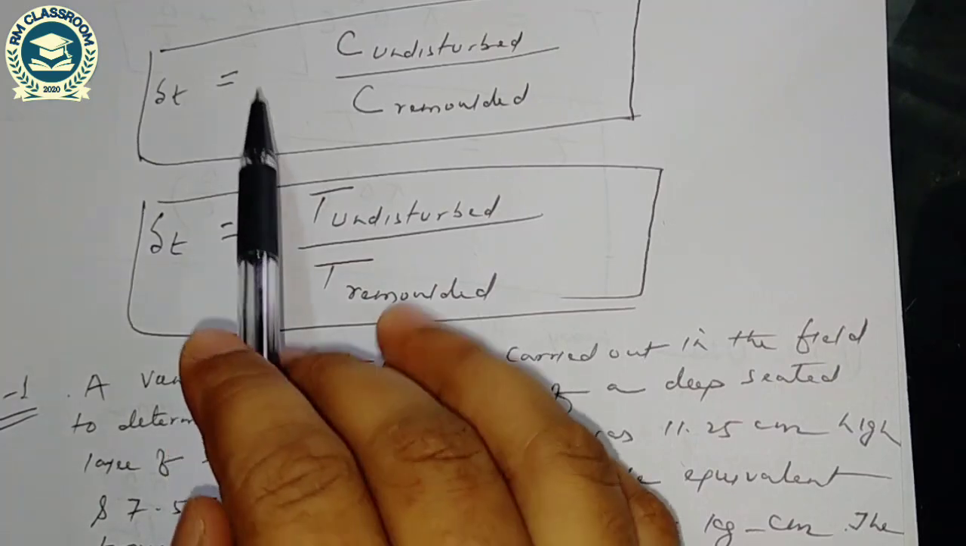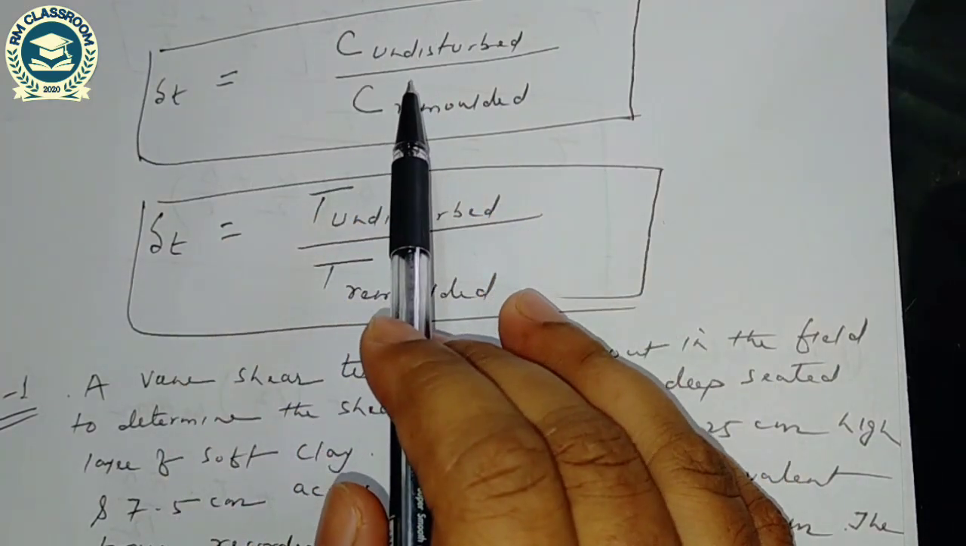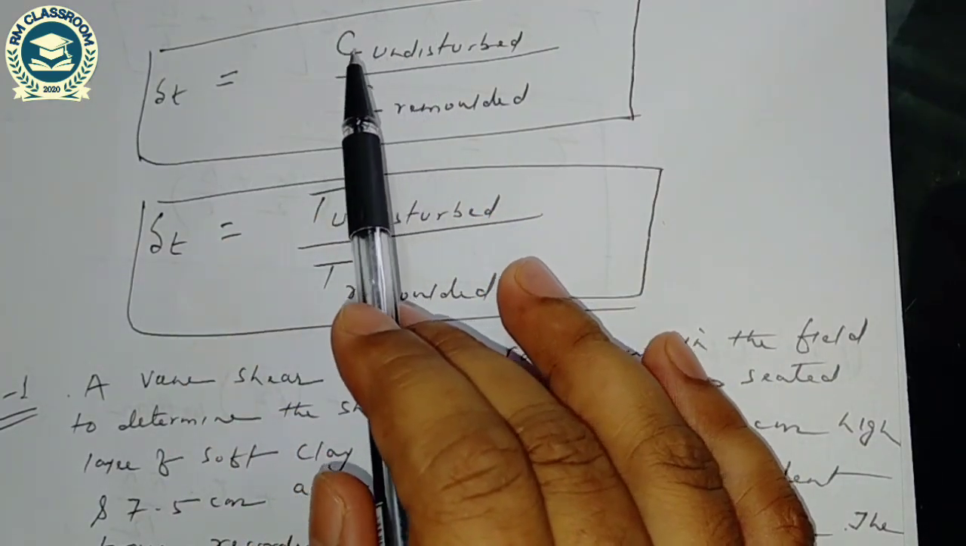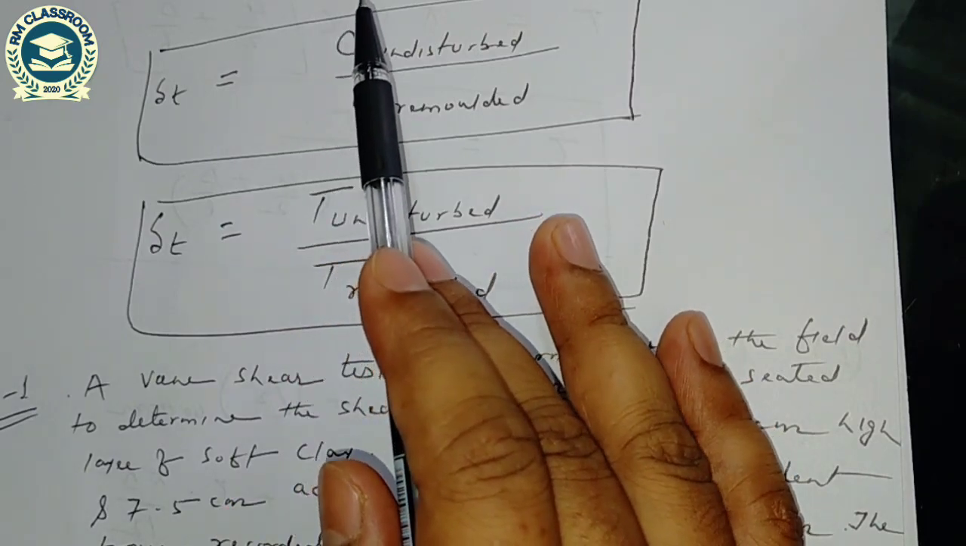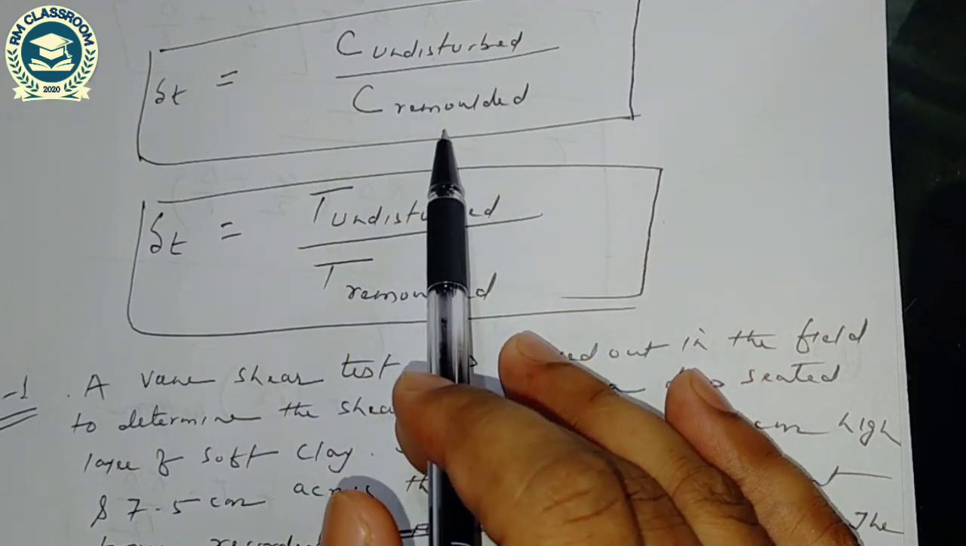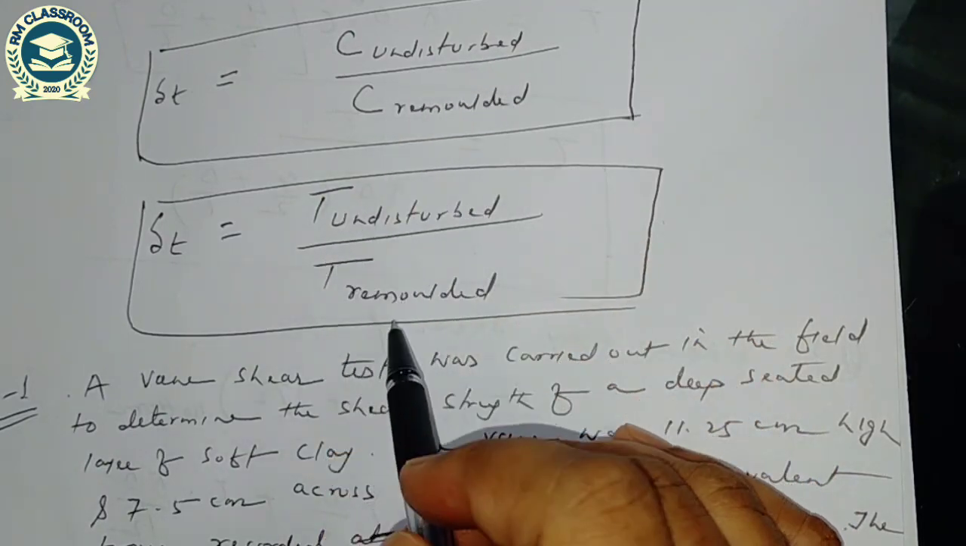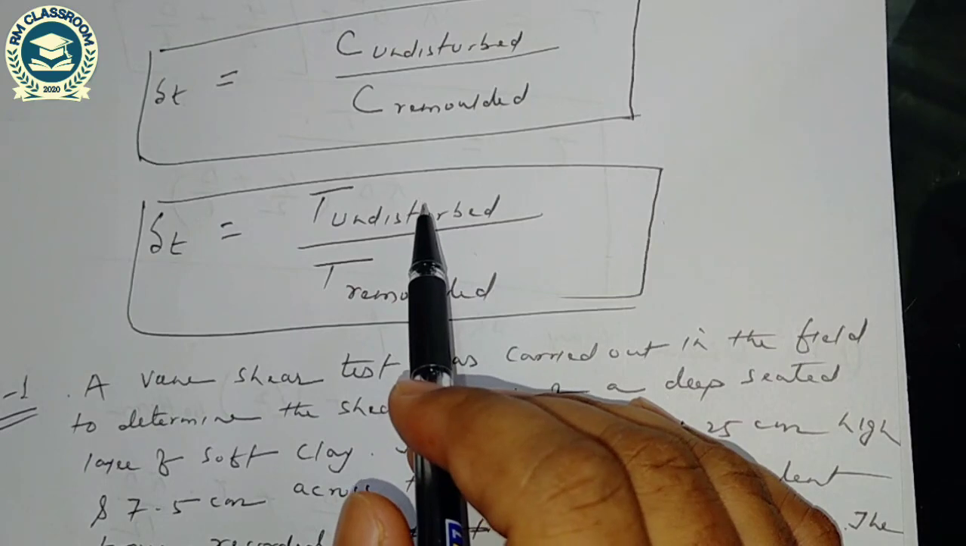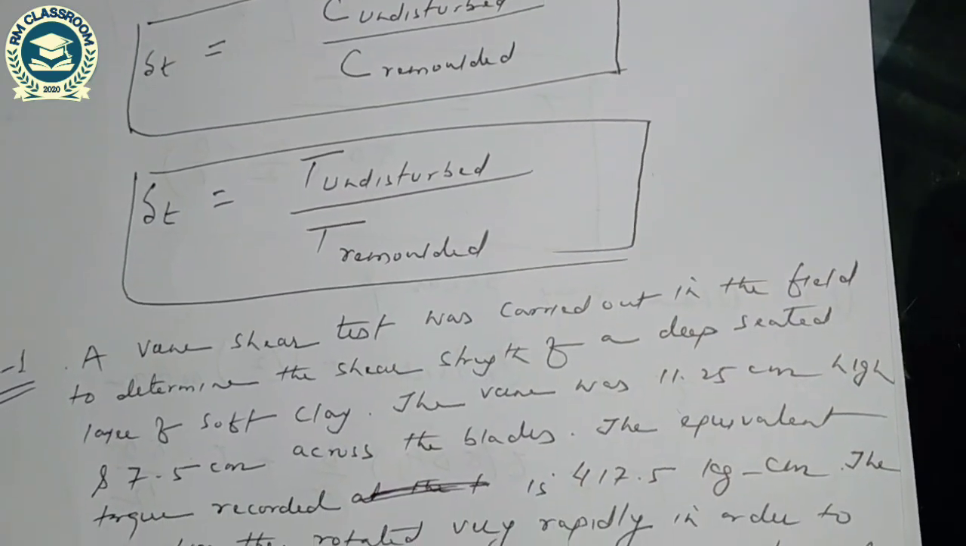So the sensitivity of the clay can be computed in 3 terms. Either unconfined compressive strength is given in undisturbed or remoulded state, or cohesion is given in undisturbed or remoulded state, or torque is given in undisturbed or remoulded state. Then we can compute the sensitivity of clay. So let us take one problem.